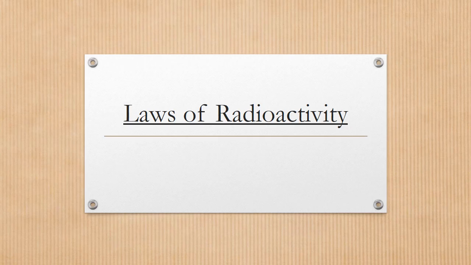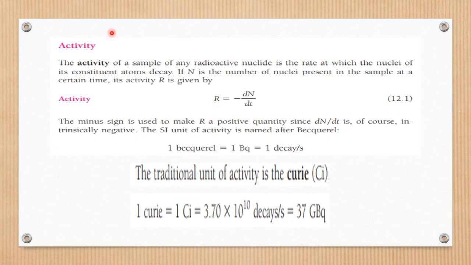Hello students, our next topic is laws of radioactivity. So what is an activity? The activity of a sample of any radioactive nuclide is the rate at which the nuclei of its constituent atoms decay. If N is the number of nuclei present in the sample at a certain time, its activity, symbolized by the letter R, is given by R equals minus dN by dt.